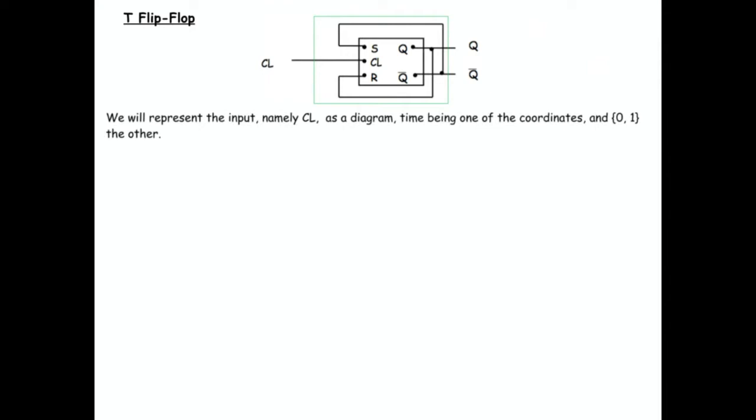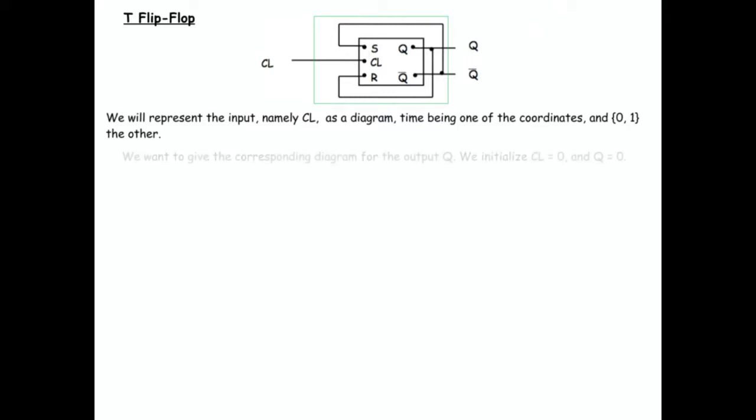We will represent the input, namely the clock, as a diagram, time being one of the coordinates, and 0, 1 the other. So the diagram is below. You'll see it in a second. Notice also that I put this whole thing into a green box, and now I have a single input and 2 outputs. The 2 outputs are complements of each other.